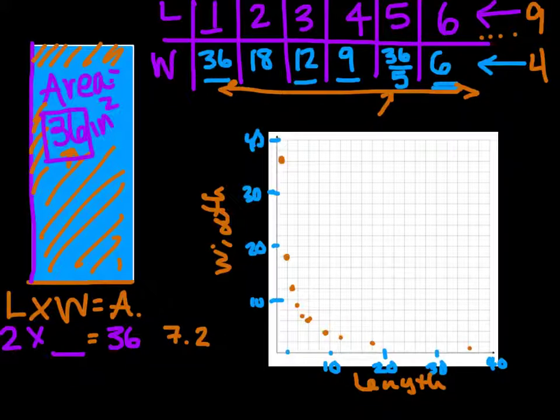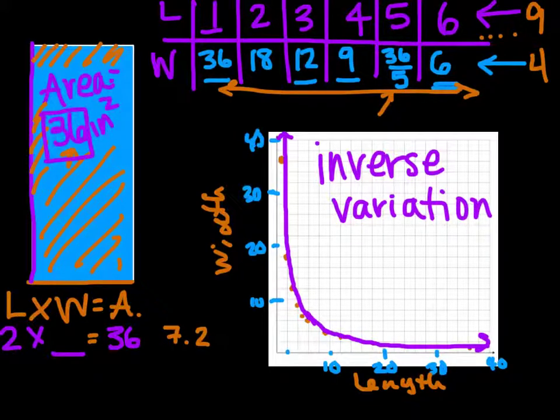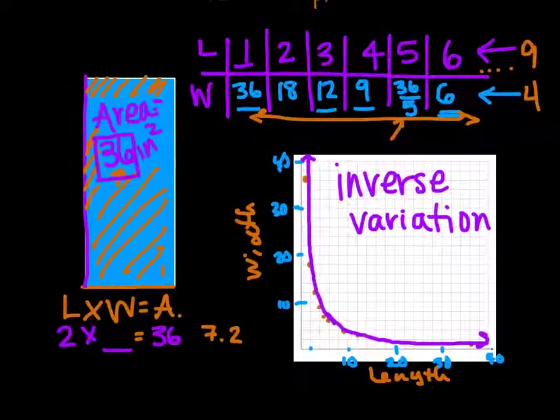So looking at this, we could actually create a line in here, and our line would be nice and curvy, and it would be kind of fun. And essentially what this is called is an inverse variation. So what we're noticing is if we have a fixed area, an area that does not change, it's always going to be 36, we will essentially create multiple different rectangles that have different lengths and widths that will always multiply to be that 36.